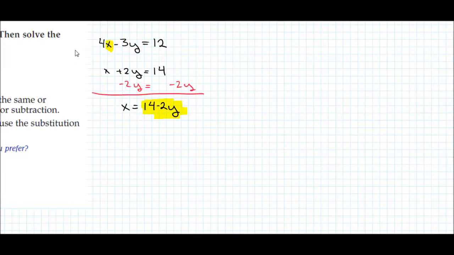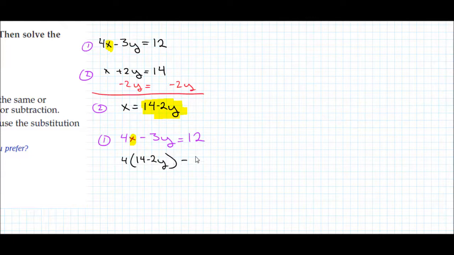So let's rewrite the first equation. Okay, so that's still equation 2. So equation 1 is this: 4x minus 3y equals 12. Okay, so let's substitute the x value we just found. So we'll go 4 times, in parentheses, 14 minus 2y, so you're going to have to use the distributive property, minus 3y equals 12. So 4 times 14 is 56, minus 4 times negative 2y would be negative 8y, minus 3y equals 12. So we did the distributive property.